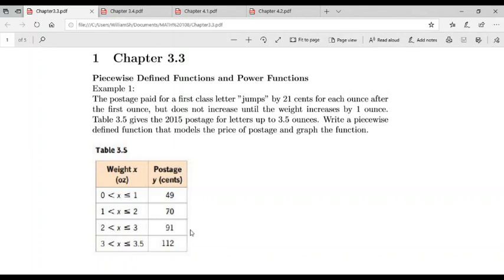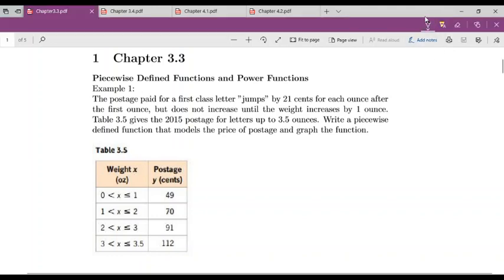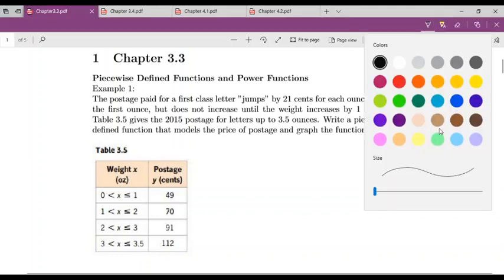Alright class, this is the chapter 3.3 lecture. Make sure you have your notes up, I'm sure you do. Here we're going to talk about piecewise defined functions and power functions.